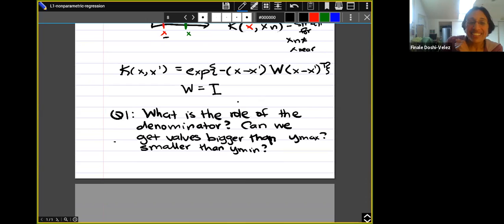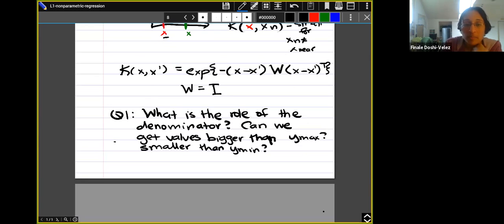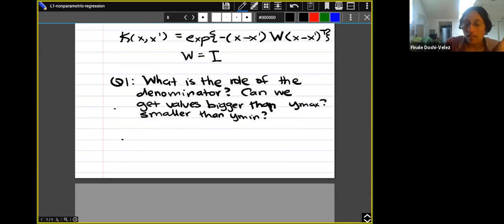So you guys already know that the denominator is helping this thing be an interpolator, I guess, and that with the setup that you have, you can't get something that is bigger than y max or smaller than y min because of this normalization that we're doing. So that's one thing to think about conceptually.